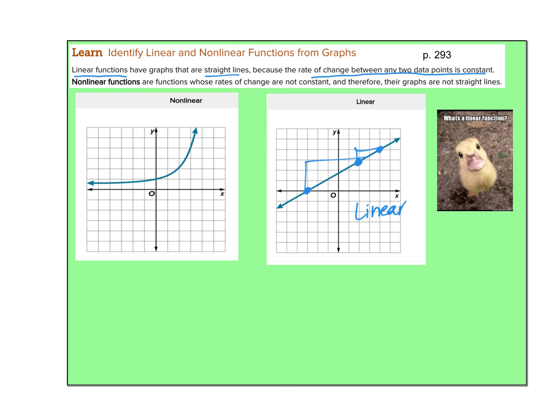Nonlinear functions, you read this up here, are functions whose rates of change are not constant. Therefore, their graphs are not straight lines. If you take a look at this, it is not changing at a constant rate. It starts out kind of slow, and then it starts getting faster. That is not a constant rate, so the graph is not a straight line. That's called nonlinear. It's still a function because it passes the vertical line test. It crosses once, crosses once. It's still a function, it's just not linear.